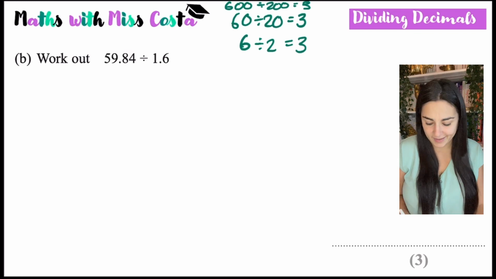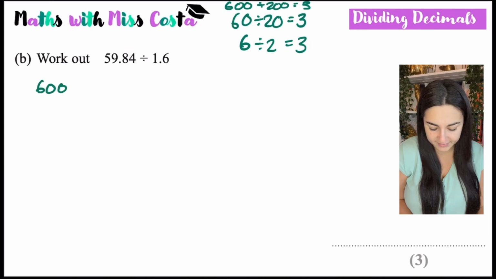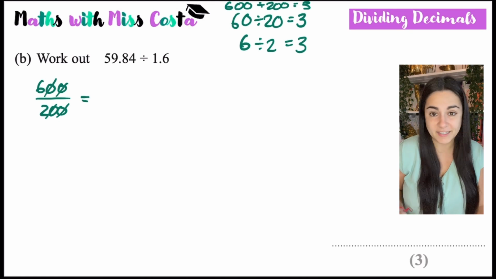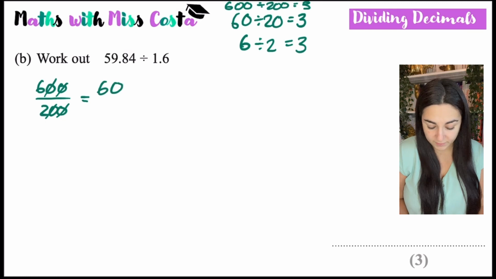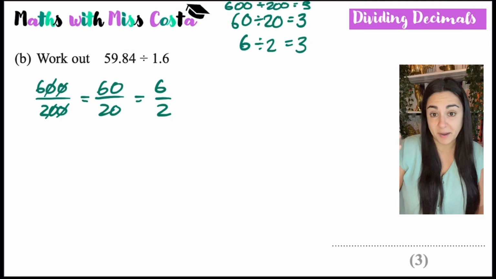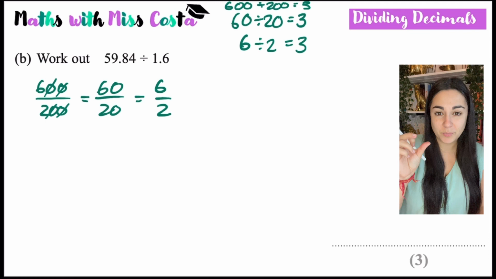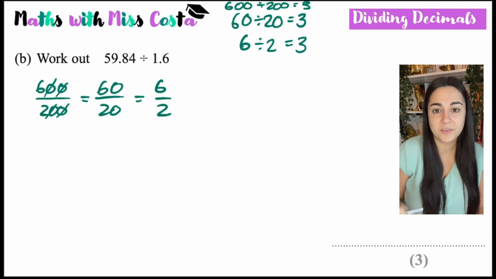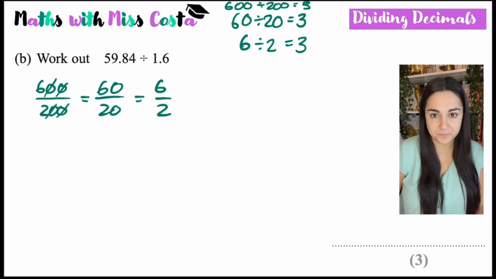And we can look at that using fractions as well. So if you had 600 divided by 200, the answer would be 3. You'd cancel out the divide by 10, and that would give you 60 over 20 or 6 over 2. So whichever method works better for you, but just know that when you're dividing decimals, as long as you've multiplied each part of the calculation by the same power of 10, your answer will be the same.